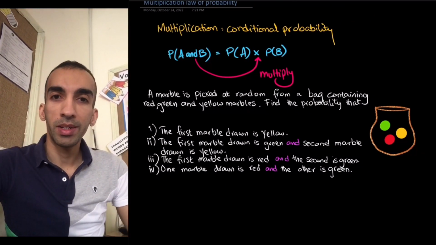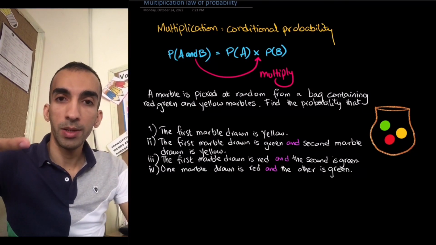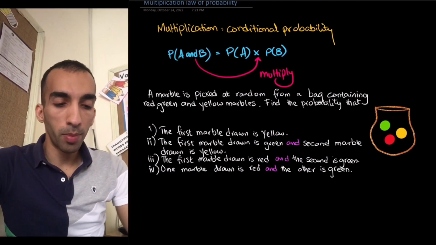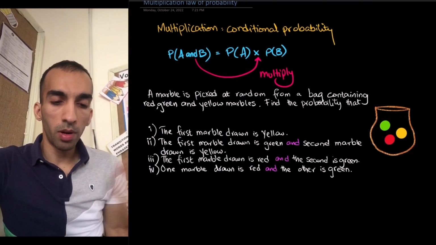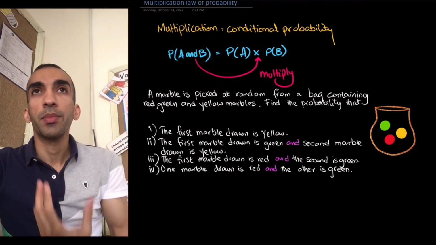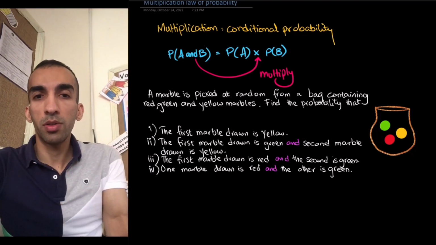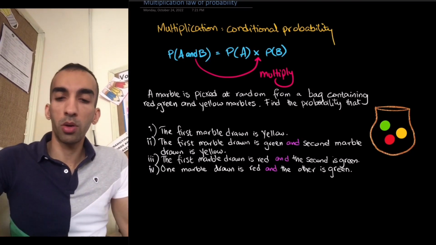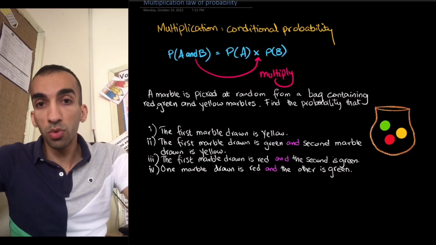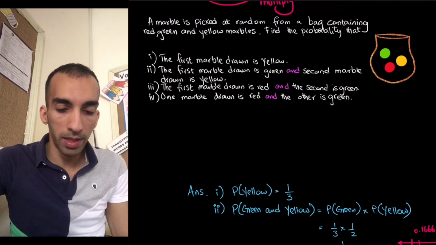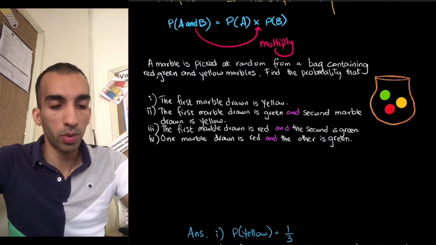A marble is picked at random from this bag, which you can see. Red, green and yellow marbles are there in the bag. Find the probability that the first marble drawn is yellow. You will have a very plain and specific condition that the first marble, or the only marble that you pick out, should be yellow. There are 3 in total. What's the chance that you will select a yellow marble? That's 1 by 3. Simple. And that's your answer down here. Probability of yellow is equal to 1 by 3.